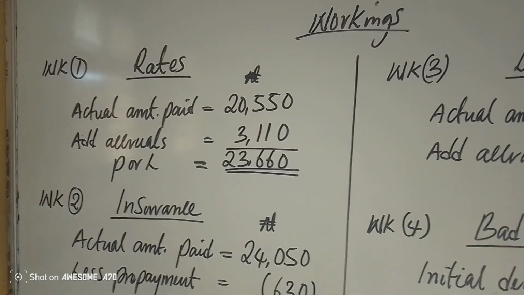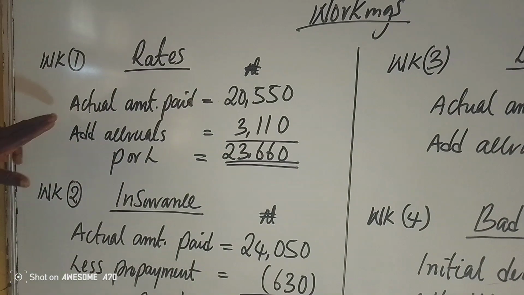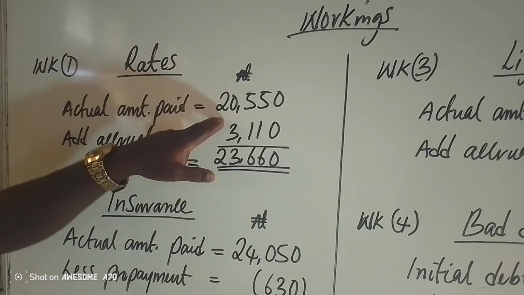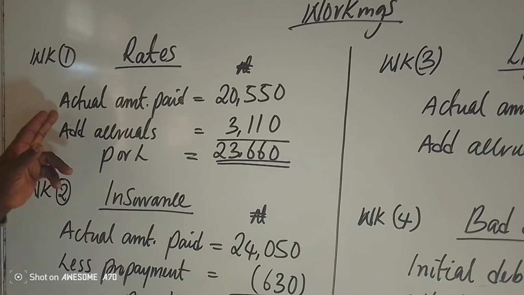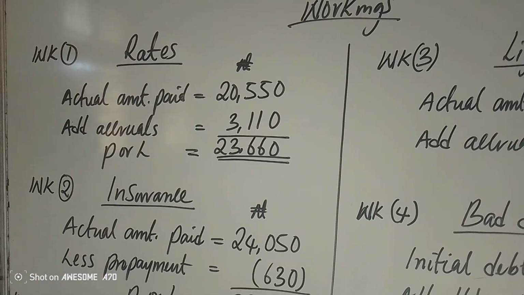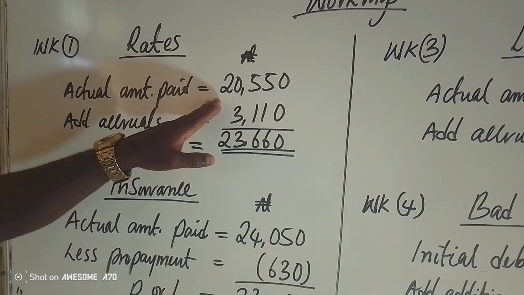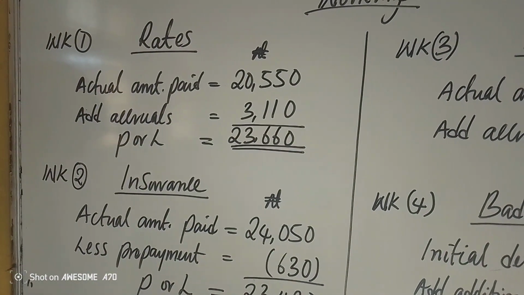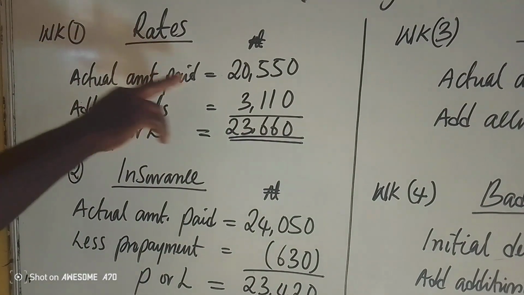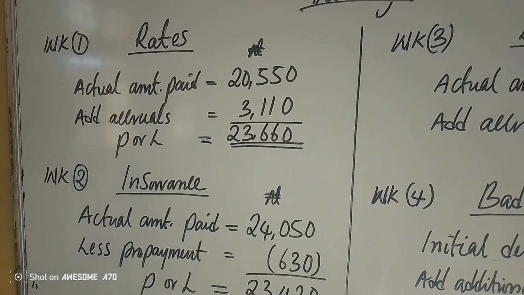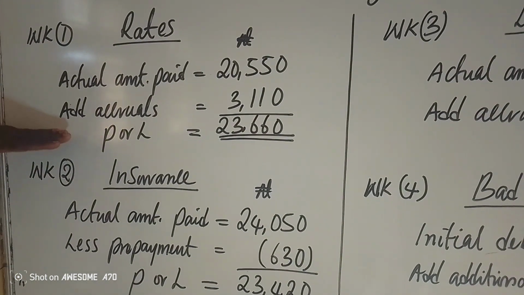So if you look at it, this is how to handle the question. Here you handle the adjustment. You first pick the actual amount paid. This actual amount paid is found in the question. If you go to the trial balance, you discover that the actual amount of rent that was paid during the year is 20,550. Mind, I'm repeating, this amount is picked from the trial balance. You go to the question and you see it. Rent was paid, 20,550 naira.